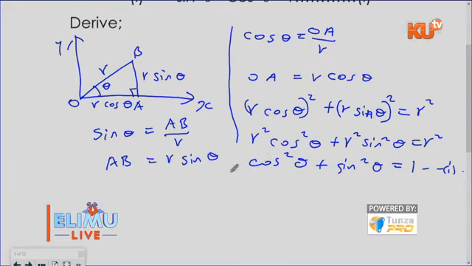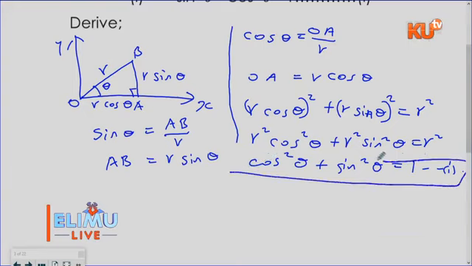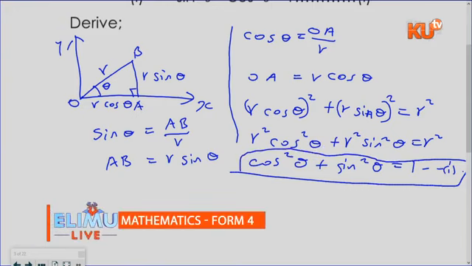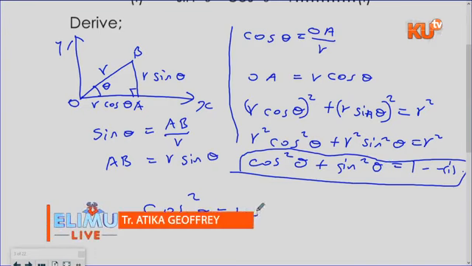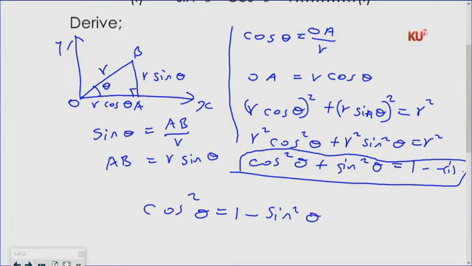Alternatively, from this first identity, you can make cos squared theta the subject of this equation. So you can have cos squared theta is equal to, now you shift sine squared theta to the right hand side. So you'll have 1 minus, of course you know this rule, if the sign is positive and you shift sine squared theta to the other side, the sign will change. So you'll have minus sine squared theta. Alternatively, you can also make sine squared theta the subject.